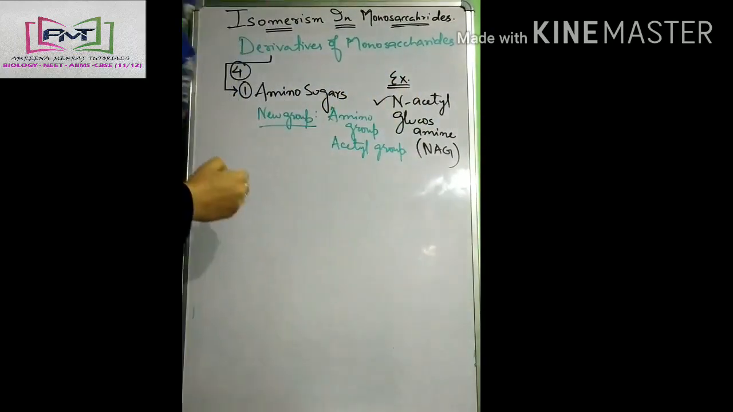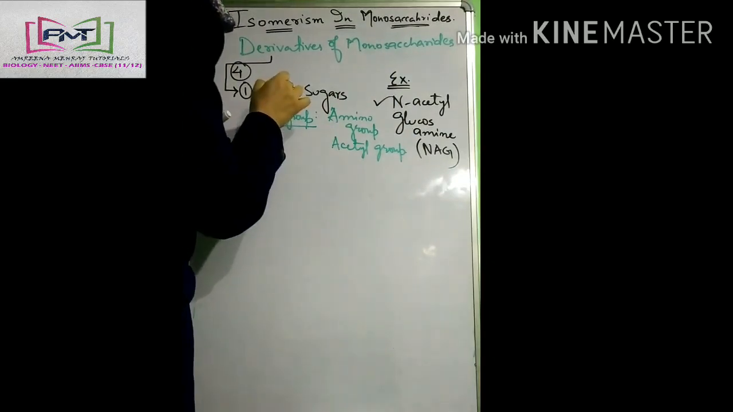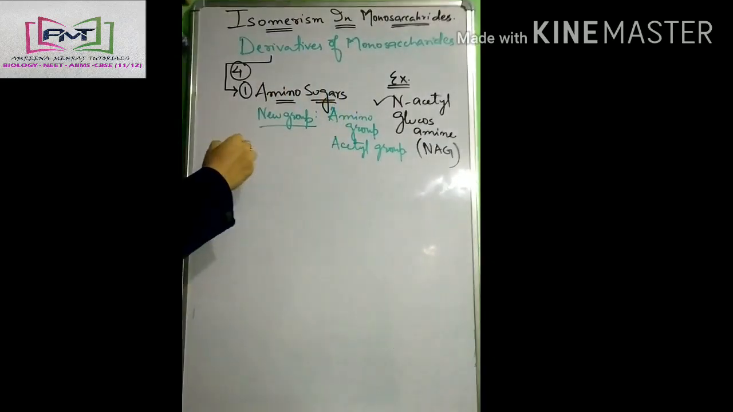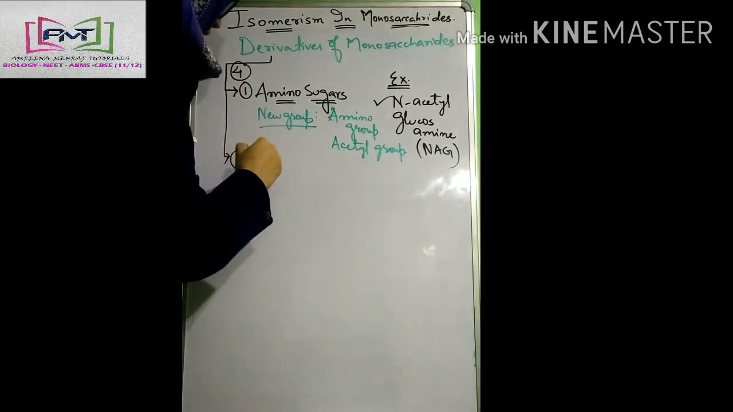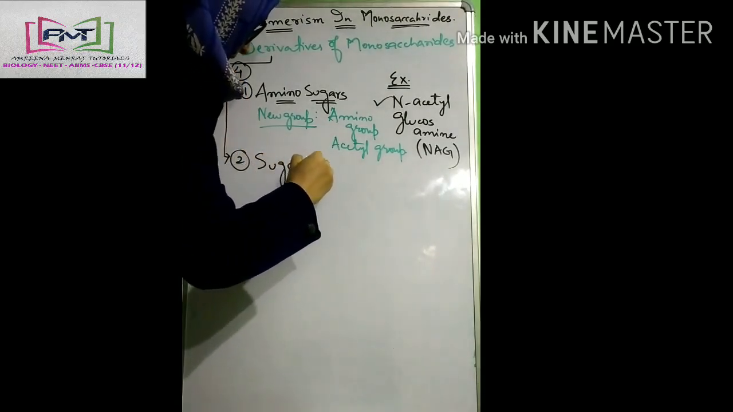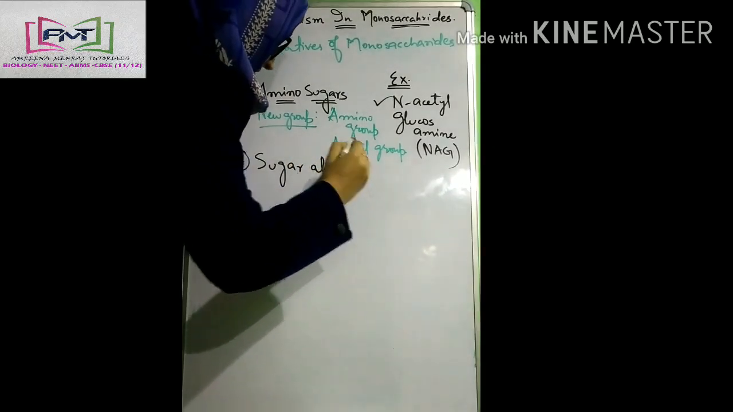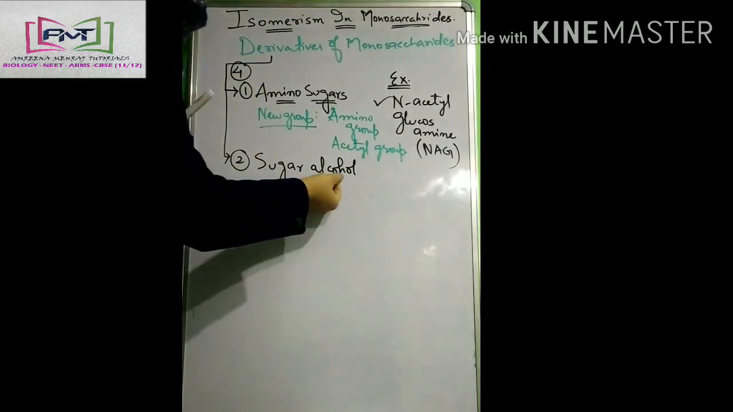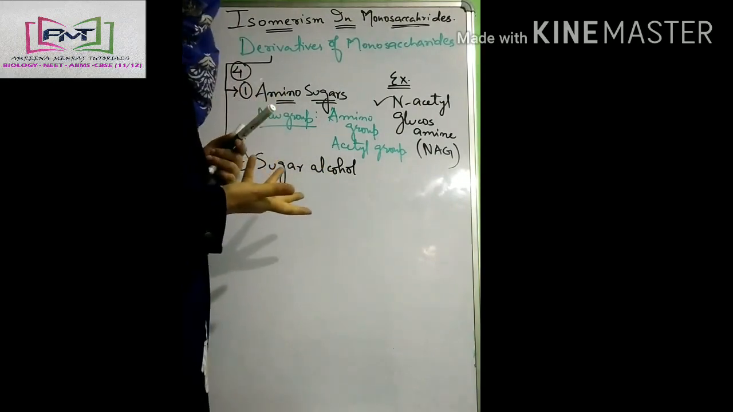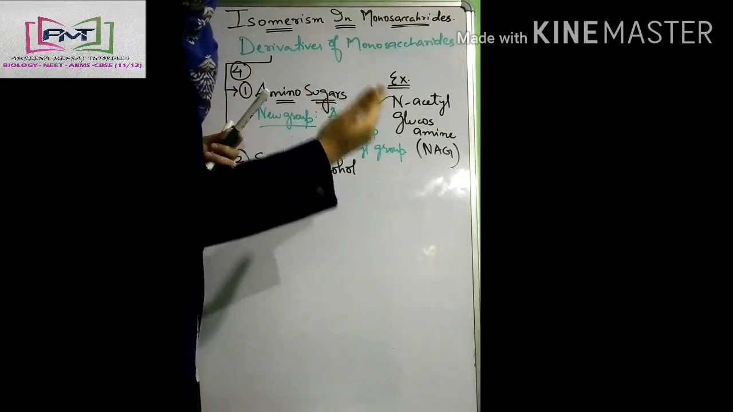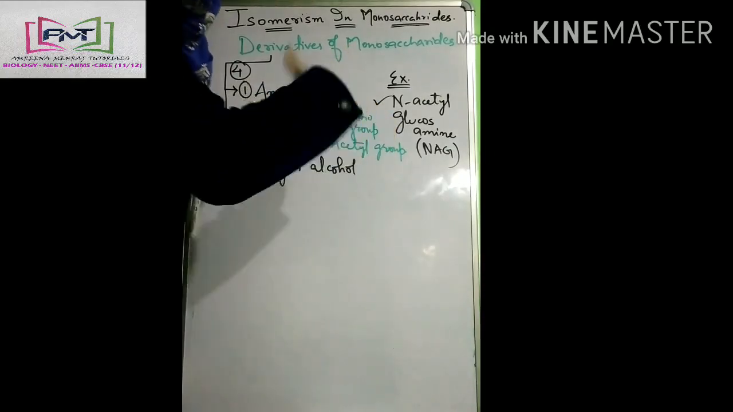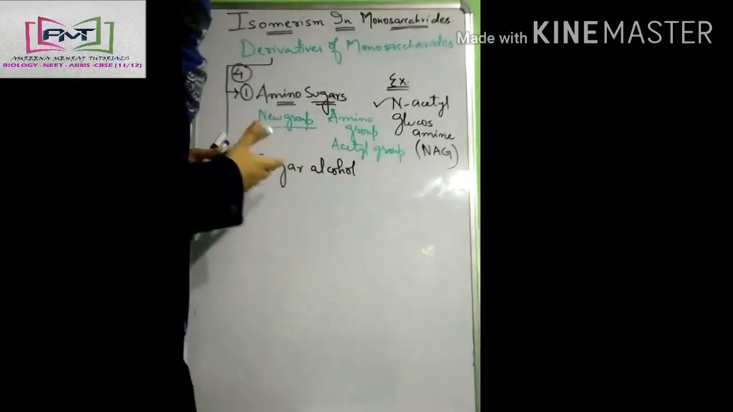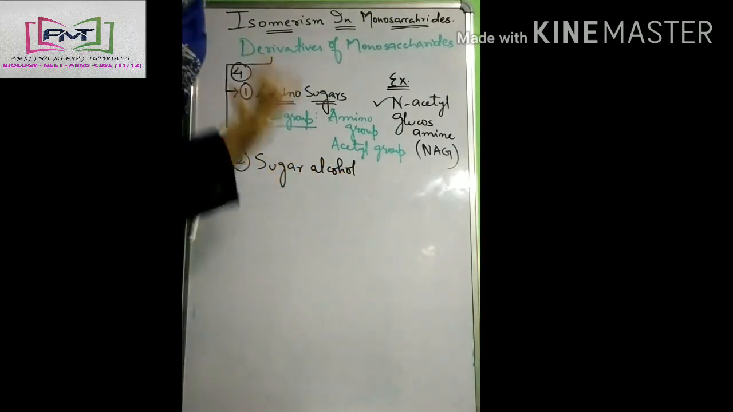So this will be the best example to remember for which sugars? Amino sugars. Second category is the sugar alcohols. Now you can guess which is the group which is added to them: alcohol. Generally sugars have either an aldehyde group or a ketonic group. If you reduce this aldehyde and ketonic group to an alcohol, it will become a polyhydroxy alcohol. Then that category is called sugar alcohol.